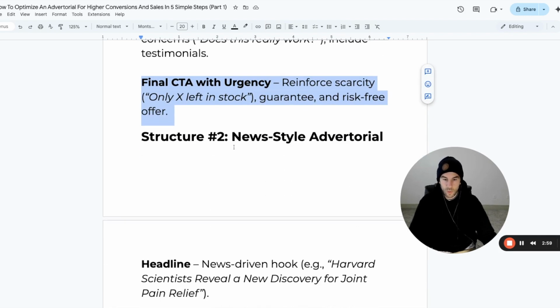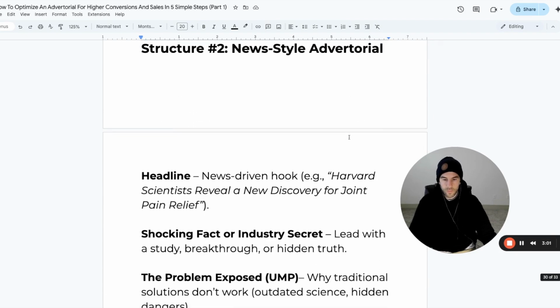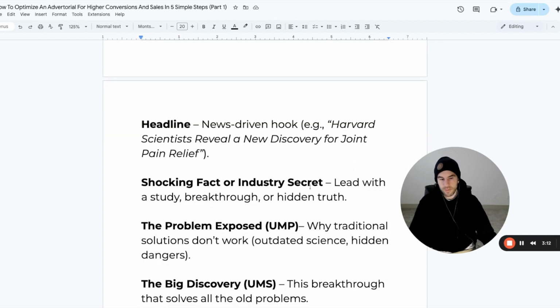Structure number 2 is going to be our news style advertorial. This is going to be a very newsworthy style hook. So, Harvard scientists reveal a new joint discovery for pain relief. Obviously not the best headline ever. I wrote it for this real quick, but you kind of get the point of what I'm getting at there. Our lead is going to be based around a shocking fact or an industry secret. We're going to lead with a study, a breakthrough, or a hidden truth.